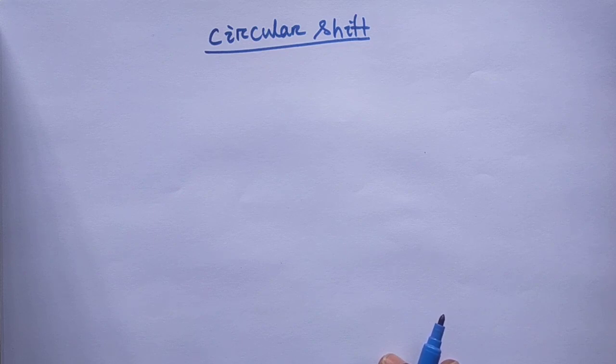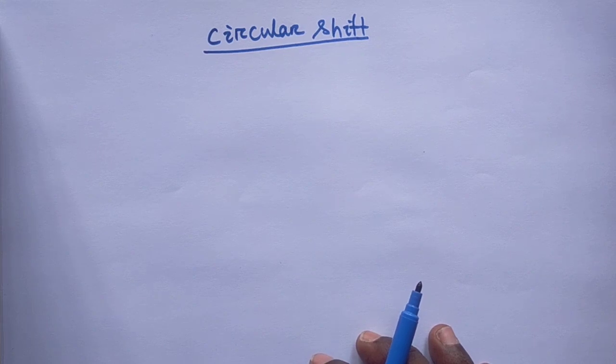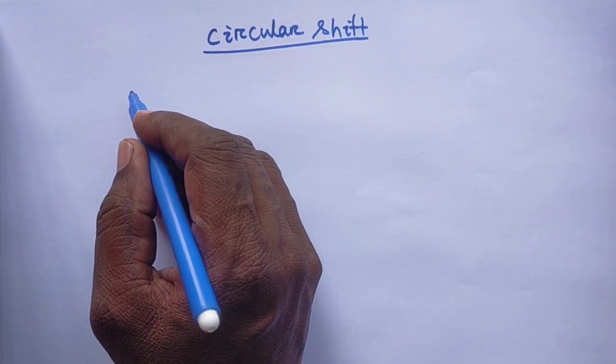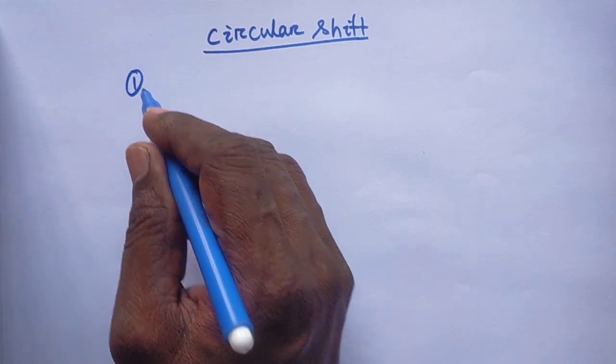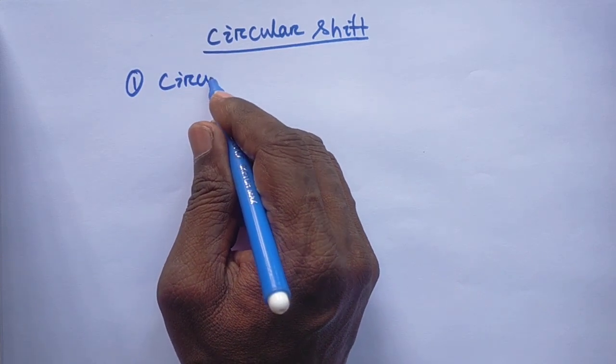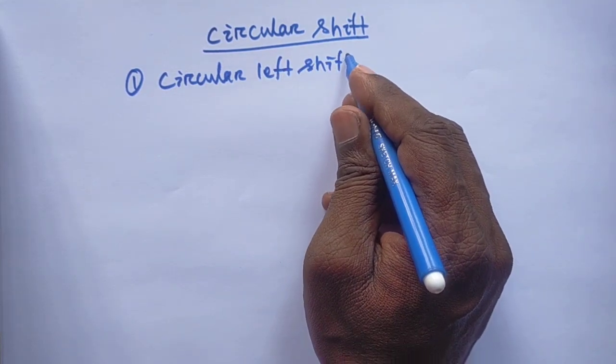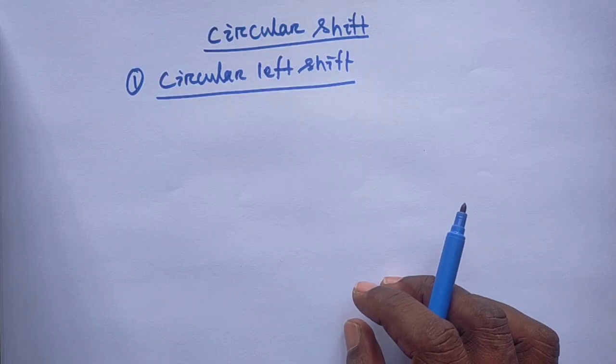Consider serial data and serial transfer of information: there is no loss of data if we use circular shift. We divide this shift into two ways: one is left shift, another is right shift. First we focus on the circular left shift. So now you see circular left shift.